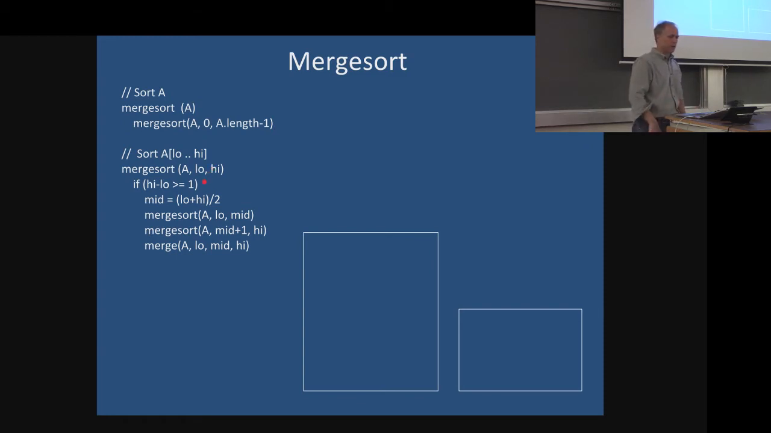If high minus low is greater than or equal to 1, then we've got work to do. So we compute the midpoint between low and high. We sort the low half, we sort the high half, and then we merge them.